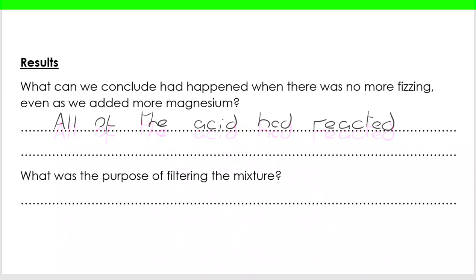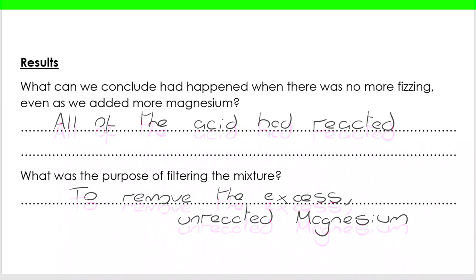So what's then the purpose of filtering the mixture? Well, we've added magnesium until the reaction stops. That means there will be an excess of magnesium, and we don't want that within our salt. So we're filtering it to remove that excess unreacted magnesium.